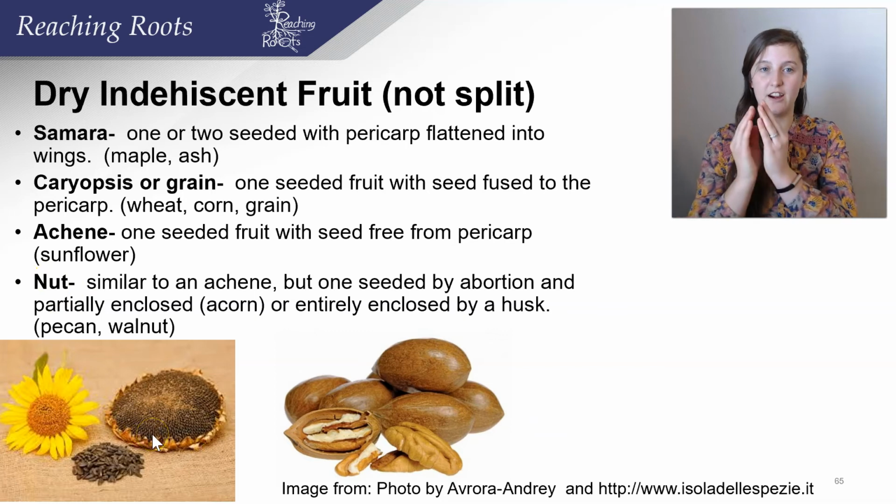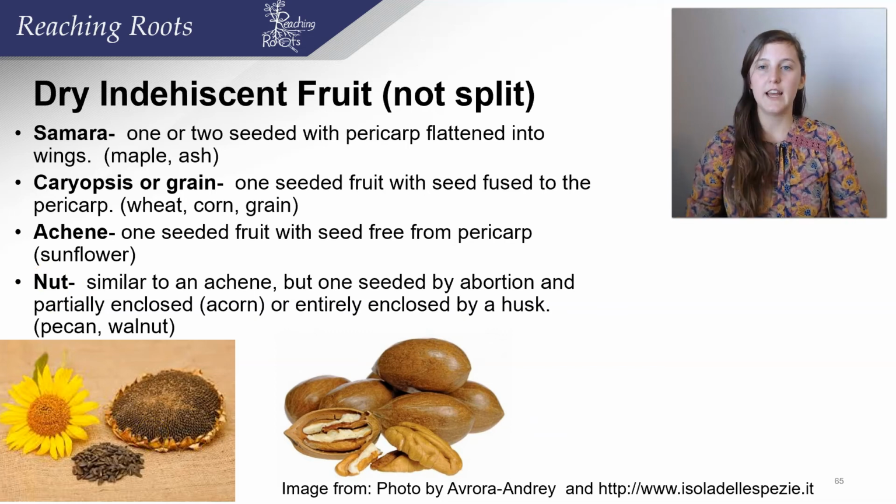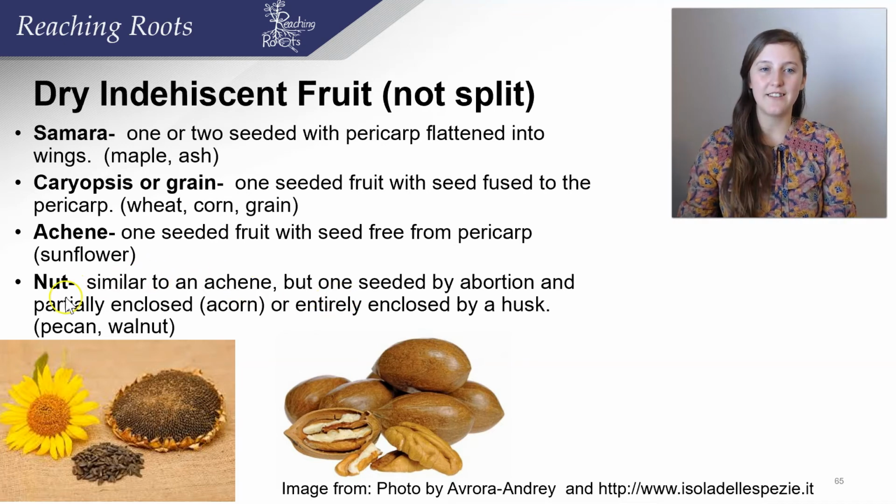But again, they are indehiscent, which means they do not split open to release that sunflower seed at maturity. That's why you have to crack them open individually. And then for our last examples, we have nuts such as pecans.